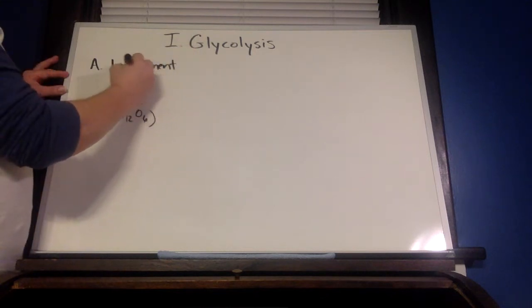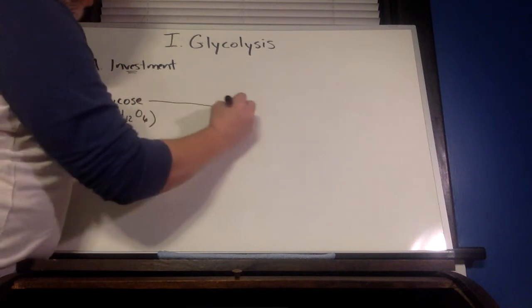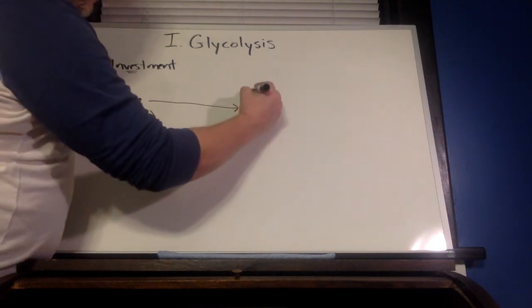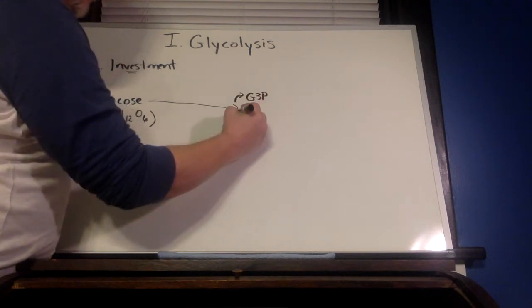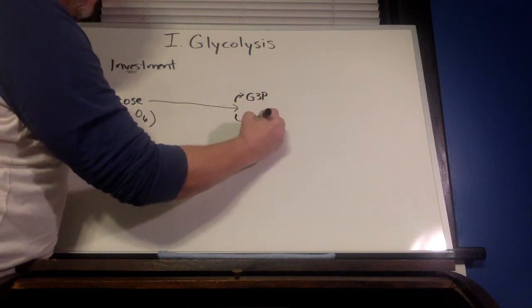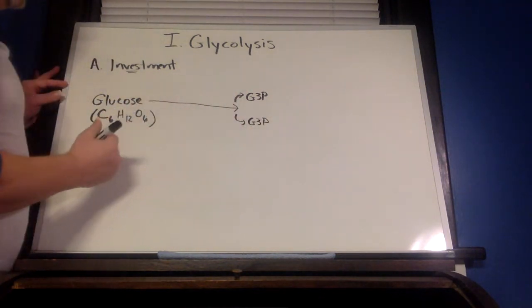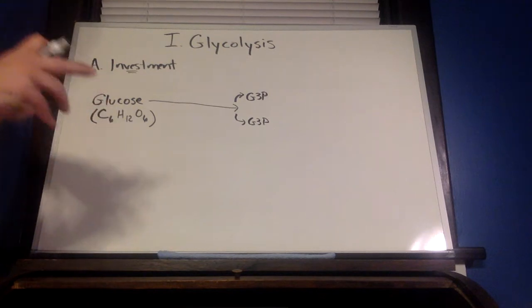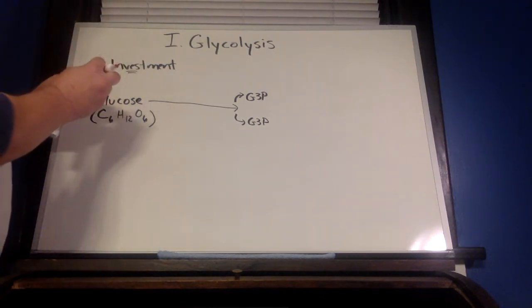In the first part of glycolysis, this is what we call our investment stage. Since it is our investment stage, we have to invest something. In order to turn glucose into two G3P molecules, because remember, we're going to break that glucose in half, we're going to go from a 6-carbon molecule to two 3-carbon molecules. But in order to do that, we have to invest a little bit of energy.